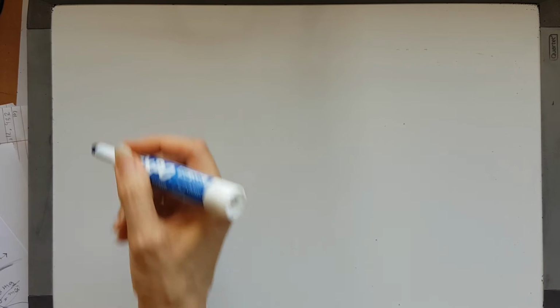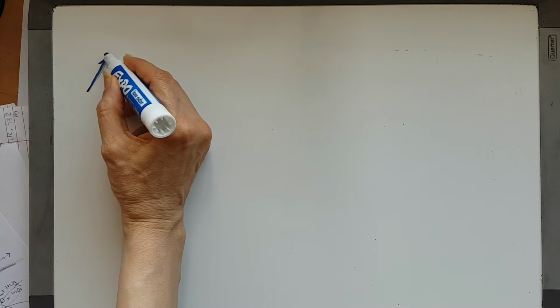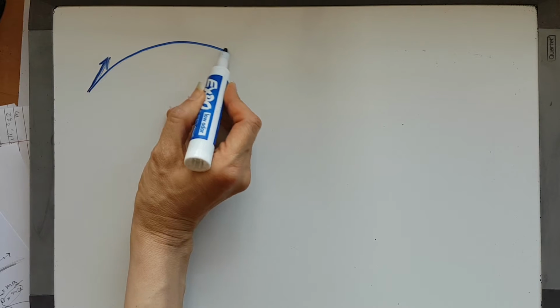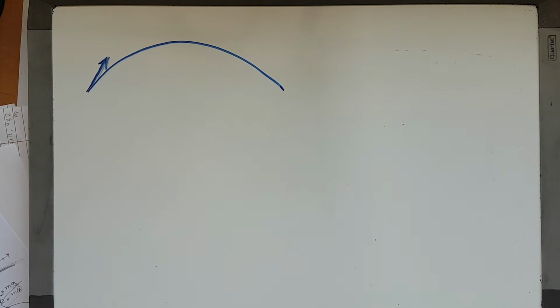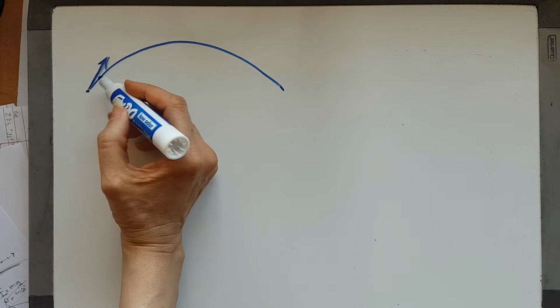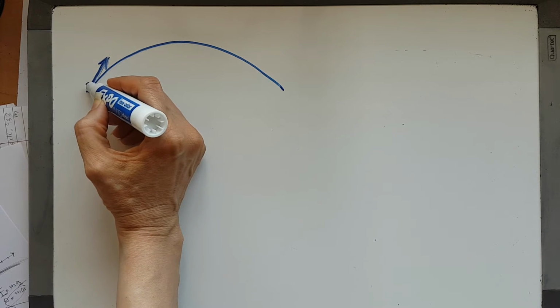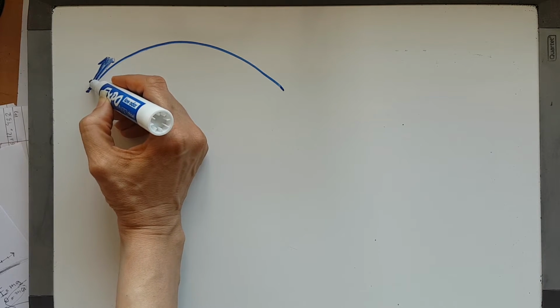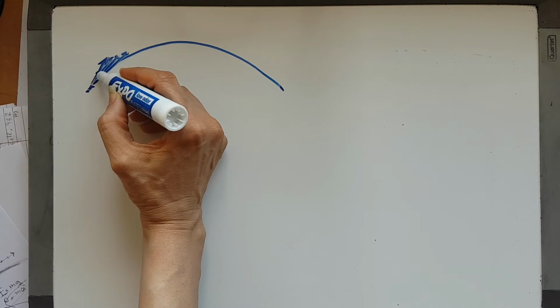Let's start projectile motion. If you throw a rock in the air with this velocity, let's say like this, the rock is not going to continue going in this direction. The rock is going to go like this, right? So every point of this movement has its own velocity, and the next point has its own velocity, another velocity, and every point.